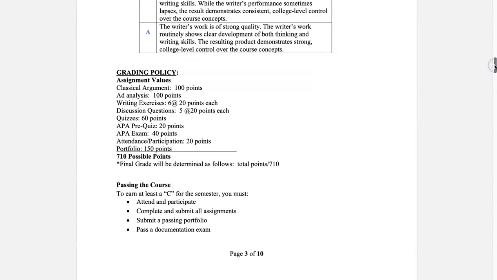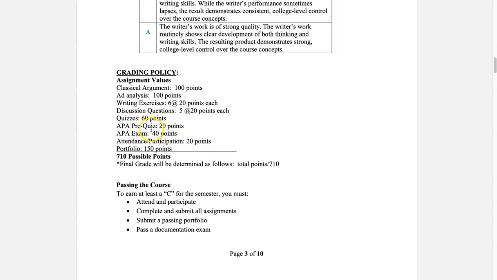One of the things that I do have to say is that as much as we try to compress an entire semester into a summer class, it's just not possible. So these are the assignments. It is a bit shortened version from a typical English 111, but we are going to have 2 essays, each one worth 100 points. We're going to have 6 writing exercises, each one 20 points, 5 discussion questions, and quizzes that are worth 60 points. We have 7 quizzes, so that totals about 60 points.